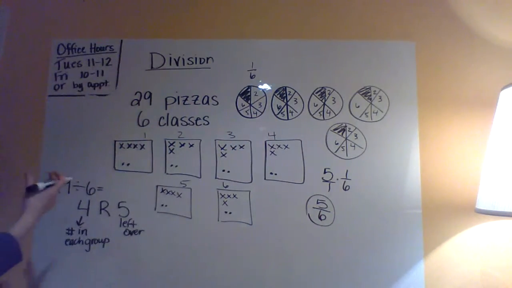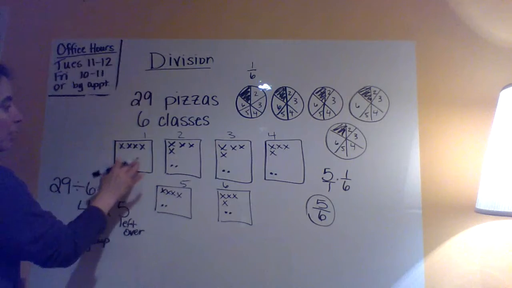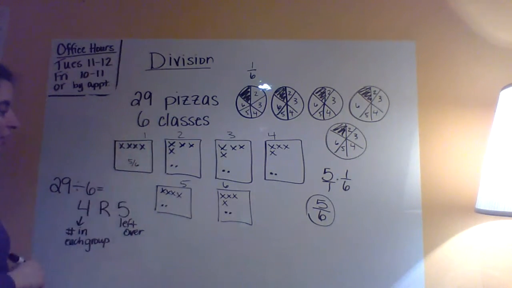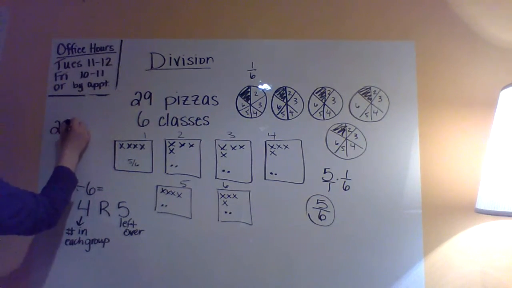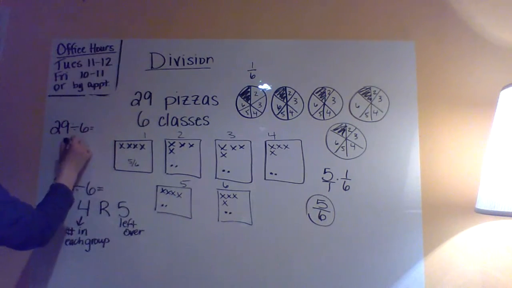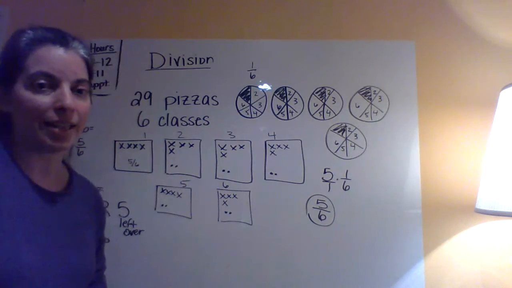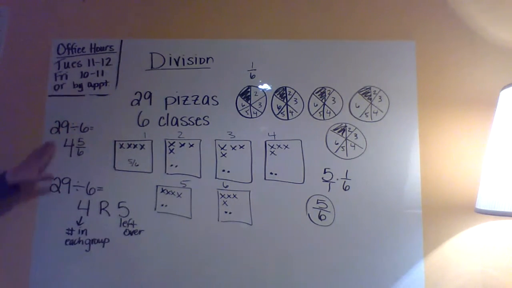So how much pizza does each class get? Well, they got 4 pizzas, and then they got 5/6 of another one. That's what's going on here as well. We could say 4 and 5/6. Okay, we're dividing everything into 6 pieces. It just so happens I don't have enough to make 6/6, another whole, but I have part of that. I have 5/6.